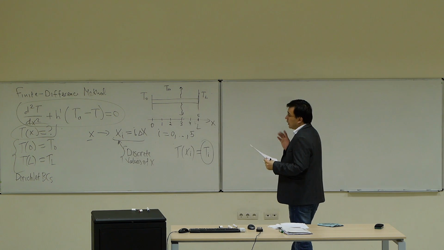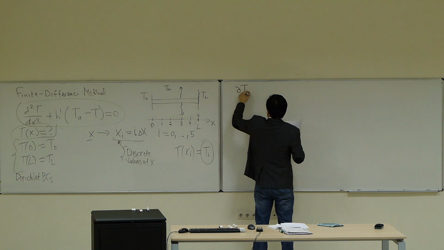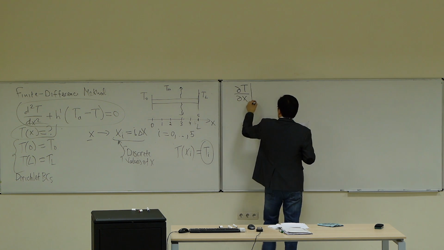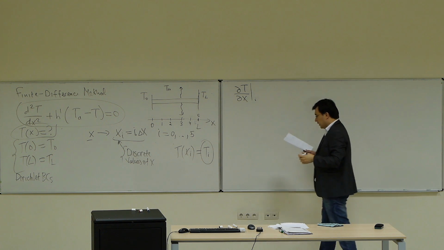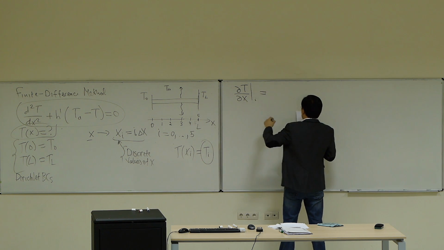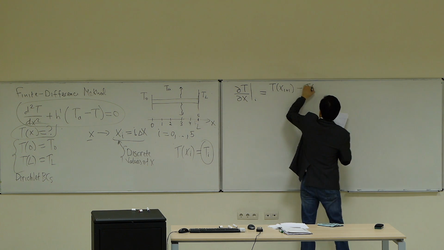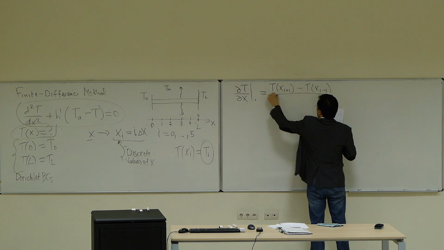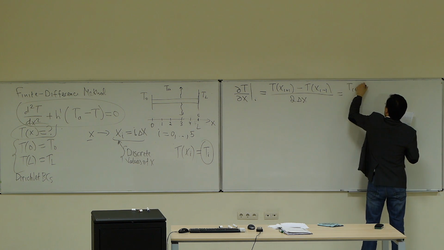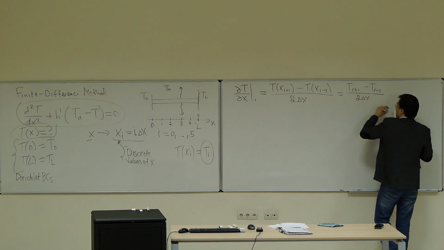So far, we learned only how to calculate the first derivative discretely, right? For example, if you apply the centered formula to get the first derivative of T with respect to x at point i, according to the formula which we studied at the beginning of this class, it will be T at x_{i+1} minus T at x_{i-1}, divided by 2 delta x. In other words, (T_{i+1} minus T_{i-1}) divided by 2 delta x.